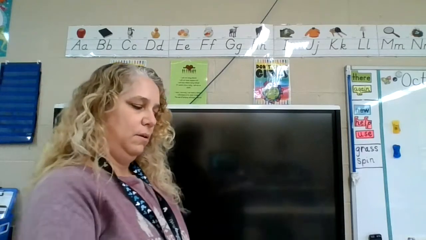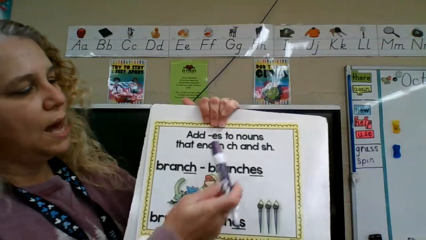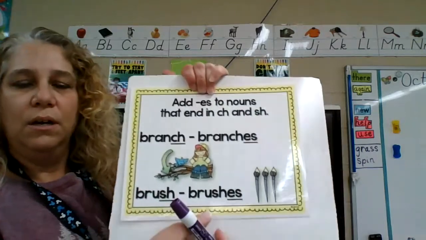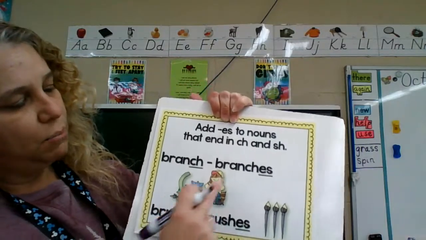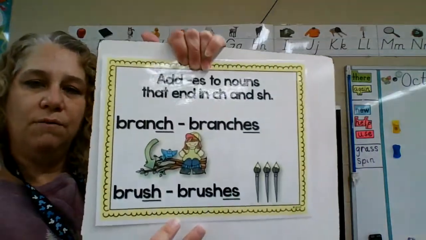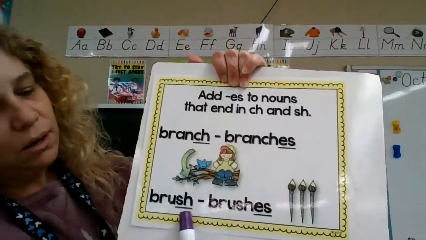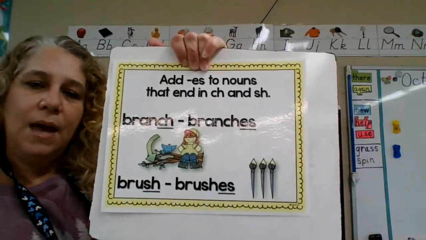Okay, so I have another poster that shows that. So we also add ES to nouns that end in CH and SH. And they showed branch, like a branch on a tree, branches for more than one, for plural. And then brush with an SH, brushes means more than one, ES. Okay, that seemed like a lot, but let me break it down for you.